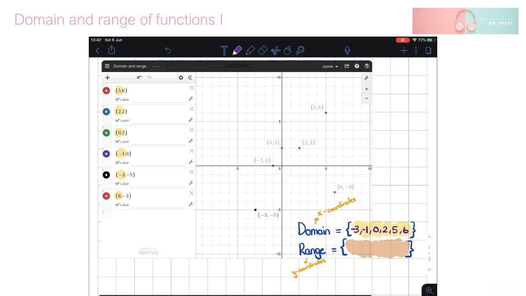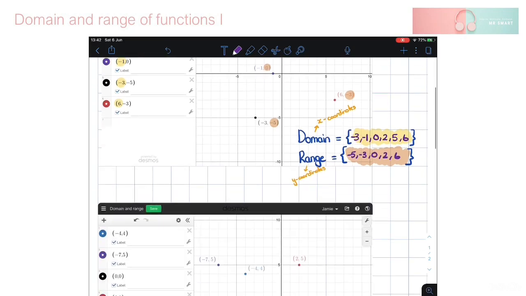So for the range, let's do that. Let's pick up the y coordinates. So we have -5, -3, 0, 2 twice, and then a 6. So let's write those in order. -5, -3, 0, 2, and 6. We don't need to write the 2 twice. We just need to write it down once to cover the range.